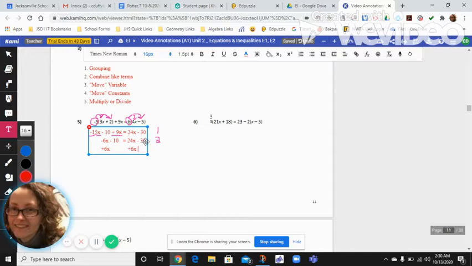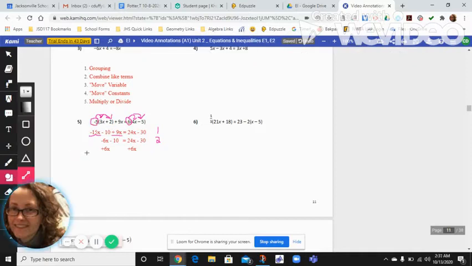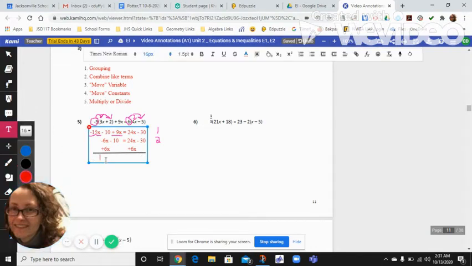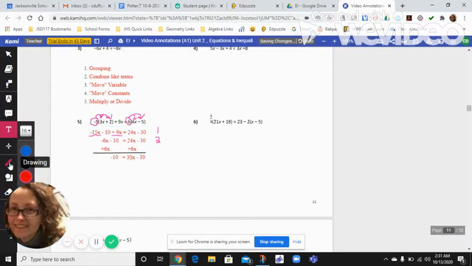I'm going to do so instead of the opposite of this. -6x is a positive 6x. So I'm going to add 6x to each side. And then I just get a -10 on the left and 30x minus 30 on the right. And that is completing step 3.